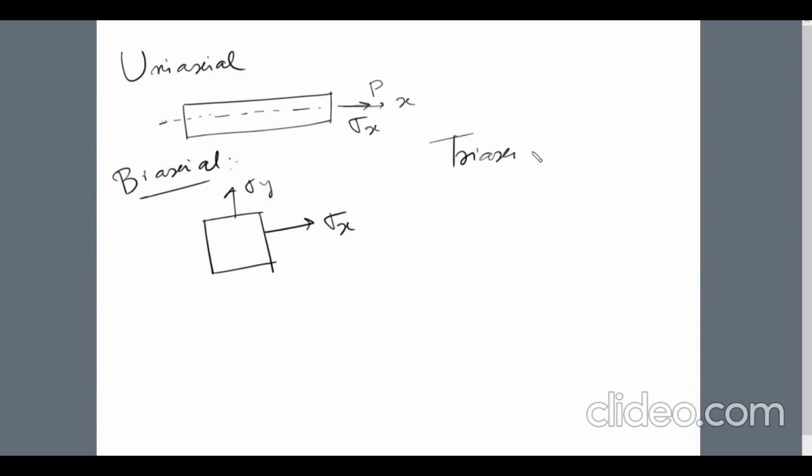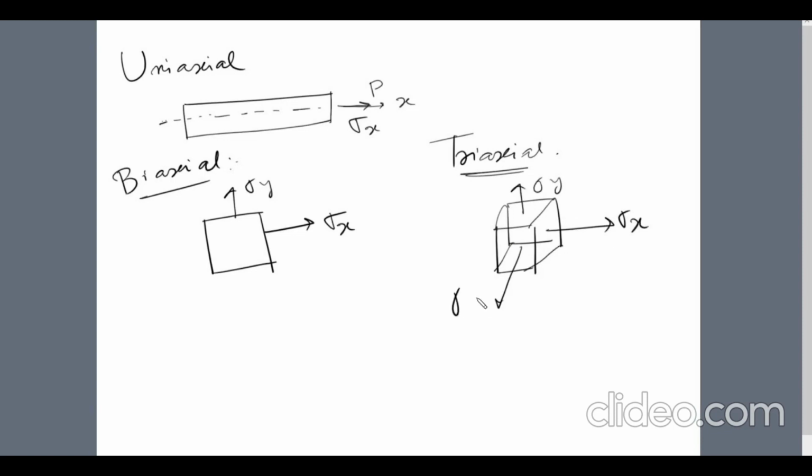Now the last one, that is a triaxial stress, which by now you might have understood. If I consider a three-dimensional body, if this is subjected to stresses in all the three directions, then this is called triaxial stress. So here you can see that there are sigma x, sigma y and sigma z along all the three dimensions. Now here I have used only tensile stresses. This could have been all compressive stresses, or it could have been a combination of tensile or compressive stress. Same thing goes for biaxial as well.